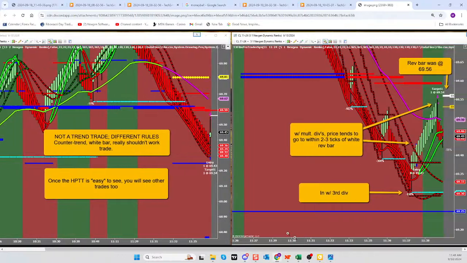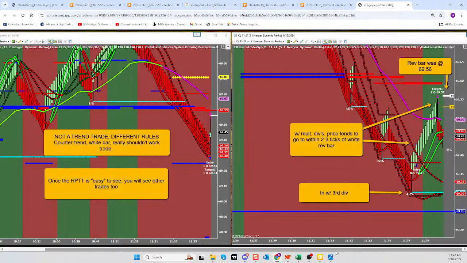And this is Ron, not a trend trade, different rules, counter trend. White bar really shouldn't work trade. And then he adds on there, and Ron does this for me. Thank you, Ron. Once the high probability trend trade is easy to see, you'll see the other trades too. Never has anything been more true.